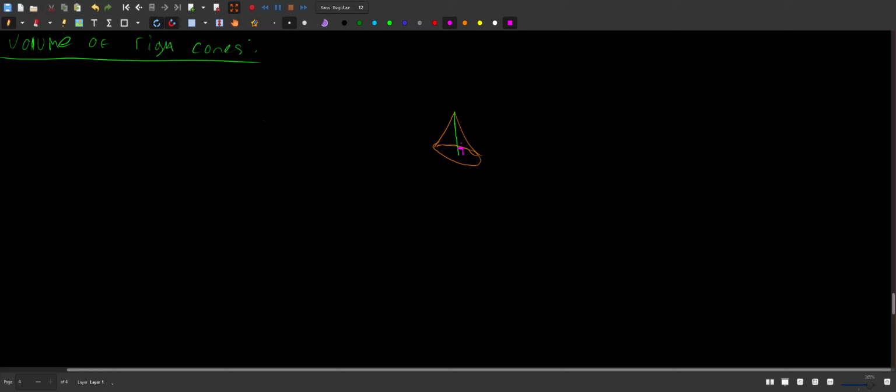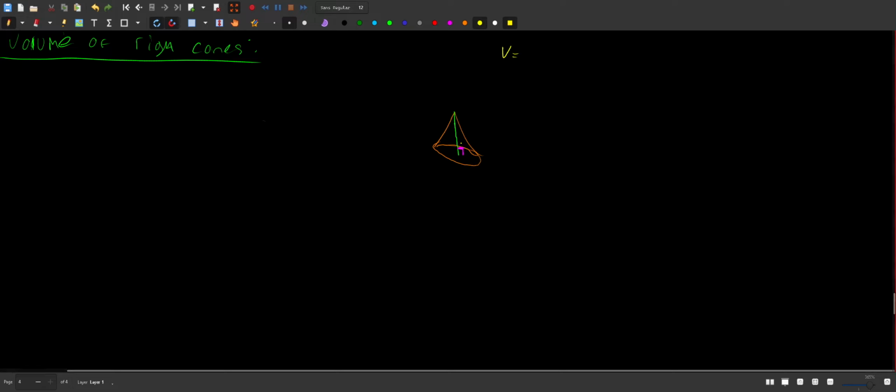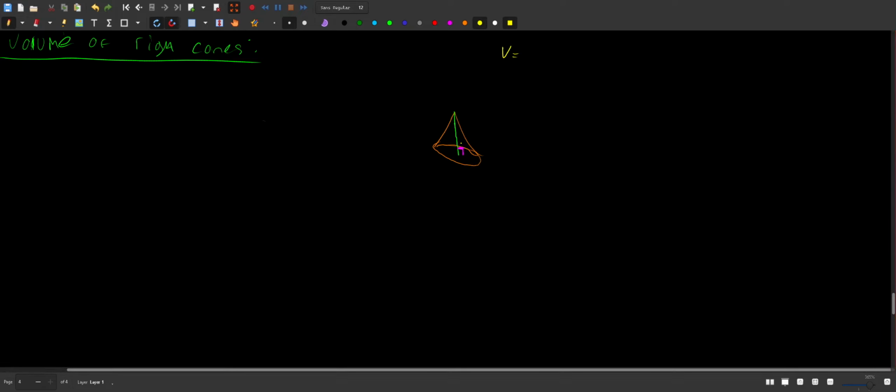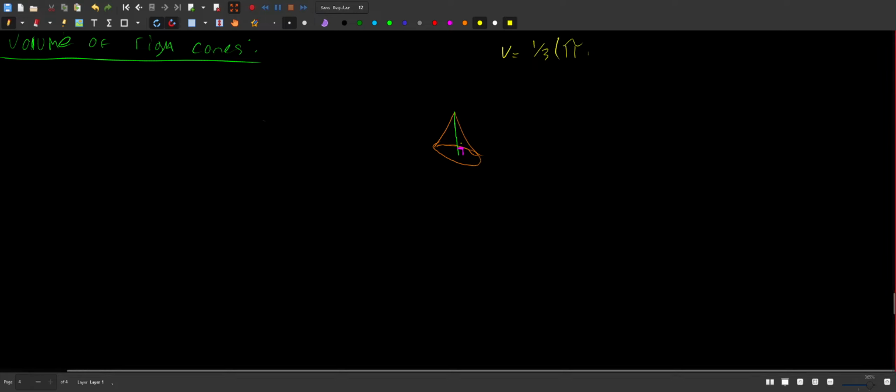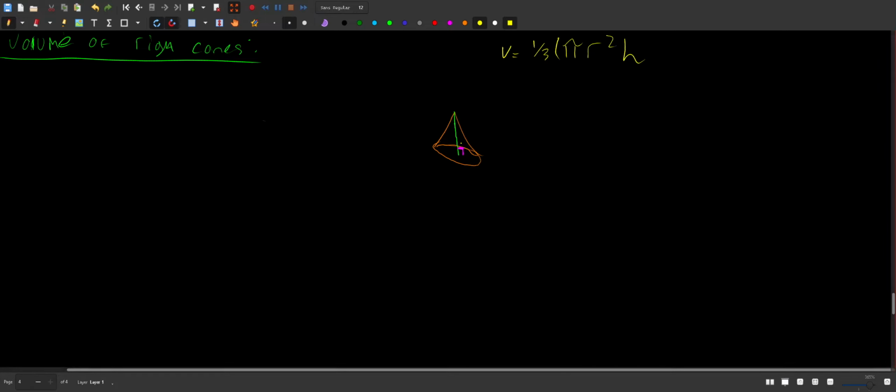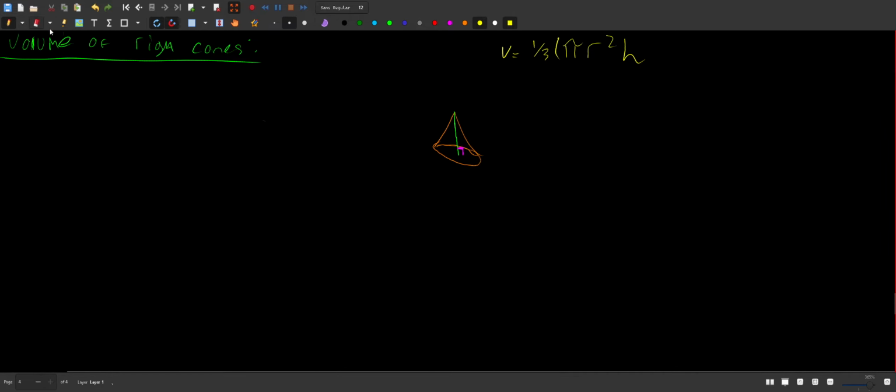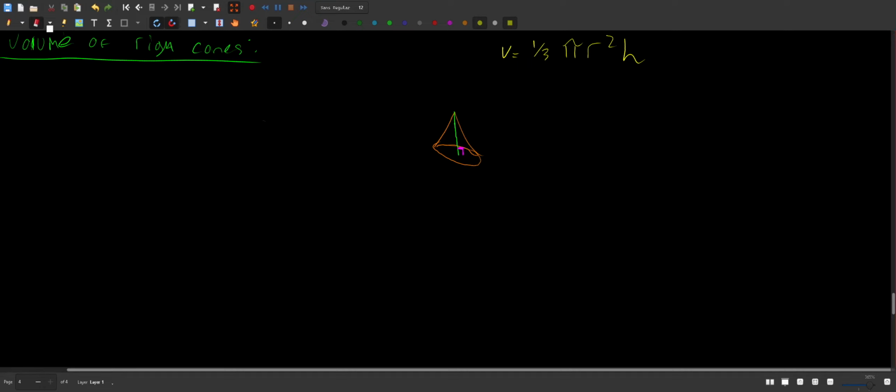And the volume is going to be equal to 1/3, so 1 divided by 3, pi times r squared times height. How do I make this smaller? There we go. So it's going to be 1/3 pi r squared times the height.